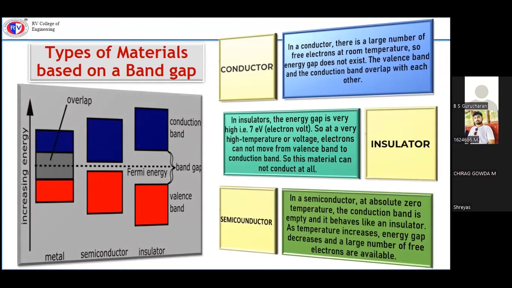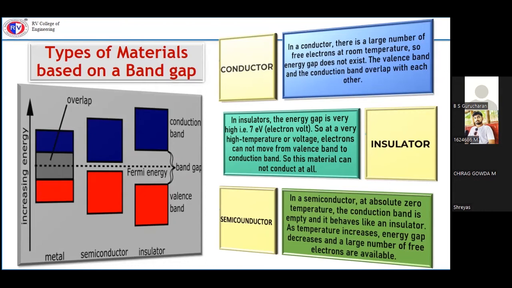Then the next is the insulator. As you can see in the third part of the diagram, the band gap, or the distance between the valence band and the conduction band, is too large. Therefore, we have to supply more energy, or at normal conditions, sufficient energy is not available for the electrons to transfer from valence band to conduction band. So conduction is not possible in the insulator.